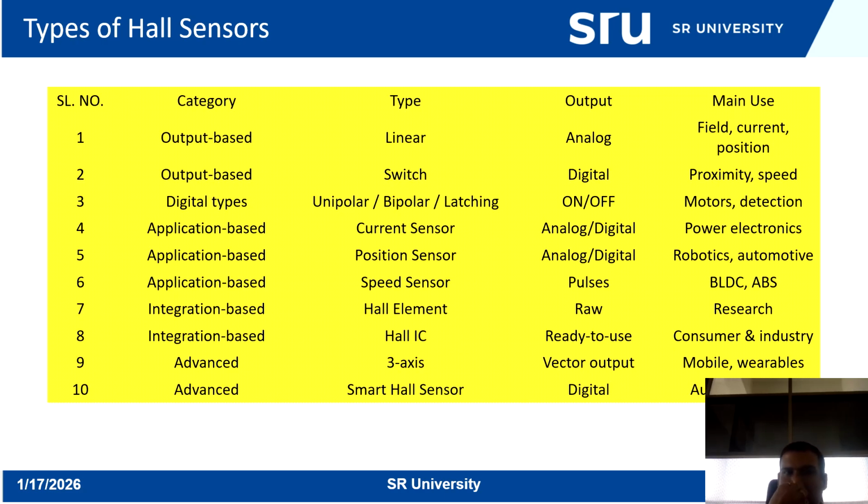And the last one is the advanced category. It is also two types, that is 3 axis and smart Hall sensor. And the output for both cases is digital output, and it is useful in the mobile sector, then wearable electronics applications, then the automobile industry.